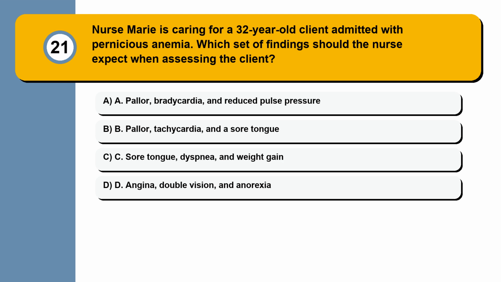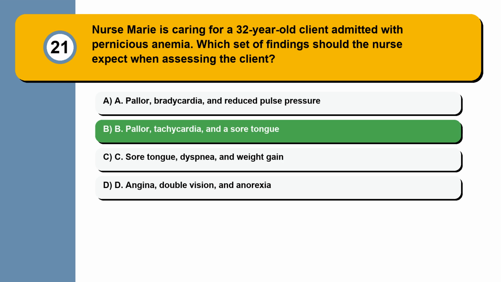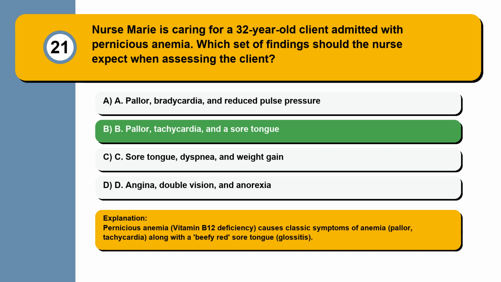Question 21. Nurse Marie is caring for a 32-year-old client admitted with pernicious anemia. Which set of findings should the nurse expect when assessing the client? A. Pallor, bradycardia, and reduced pulse pressure. B. Pallor, tachycardia, and a sore tongue. C. Sore tongue, dyspnea, and weight gain. D. Angina, double vision, and anorexia. Pernicious anemia, vitamin B12 deficiency, causes classic symptoms of anemia, pallor, tachycardia, along with a beefy red sore tongue, glossitis.